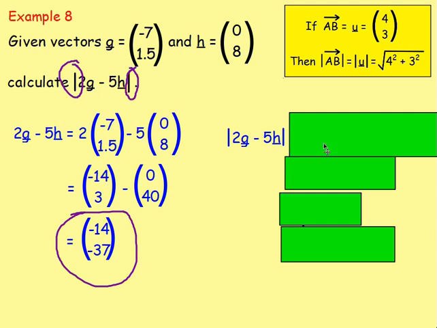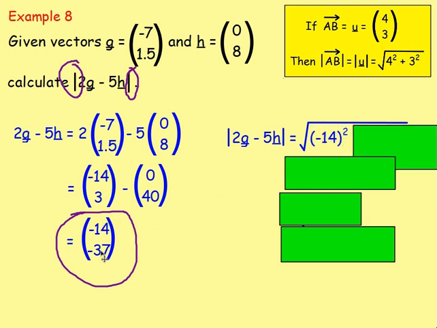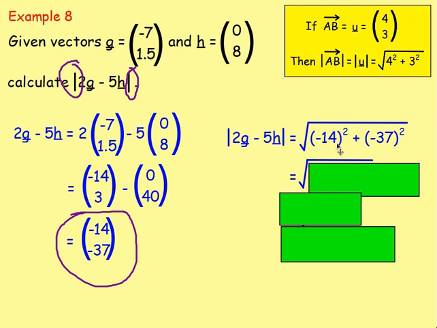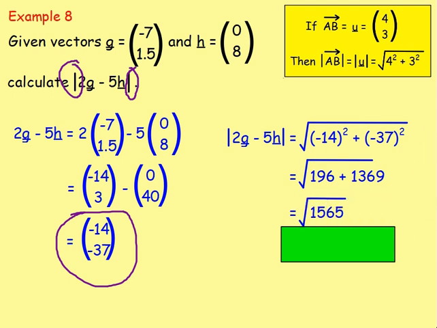And how do we work out then the magnitude? Brilliant. We take the square root of the x component squared, so negative 14 squared, plus the negative 37 squared. Work that out, and negative 14 times negative 14 gives us positive 196. 37 times 37, everybody knows that, it is 1369. And then if you add them together, you get 1565.